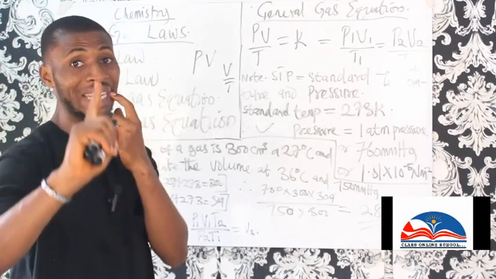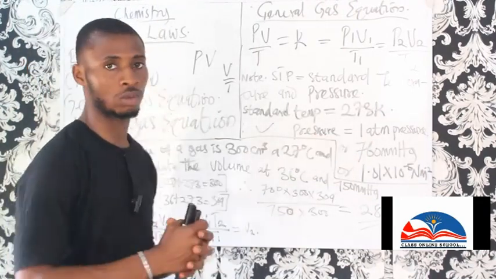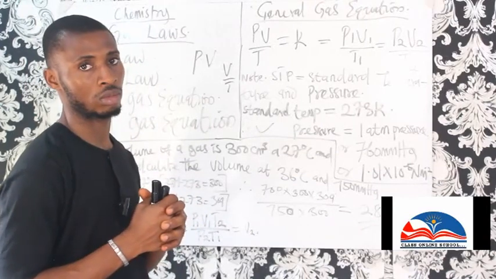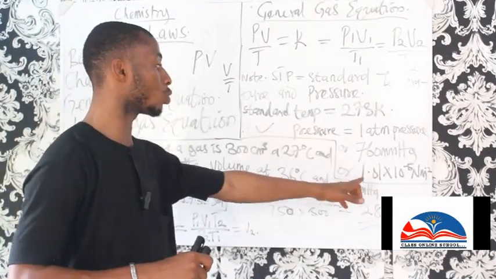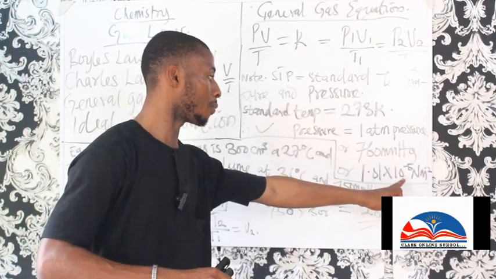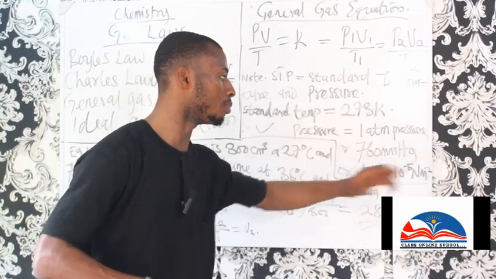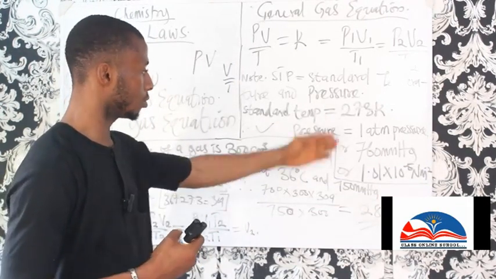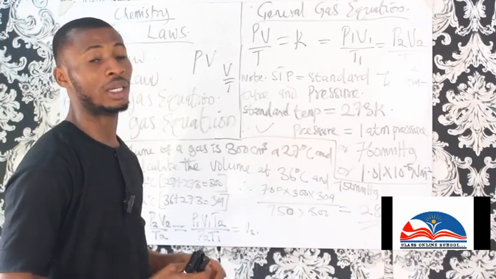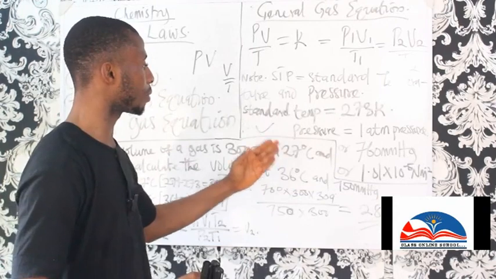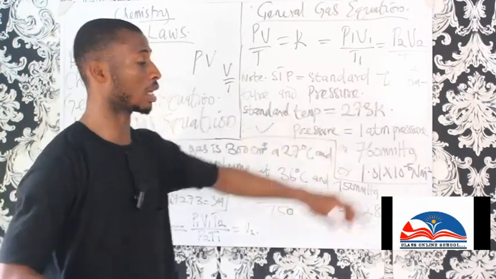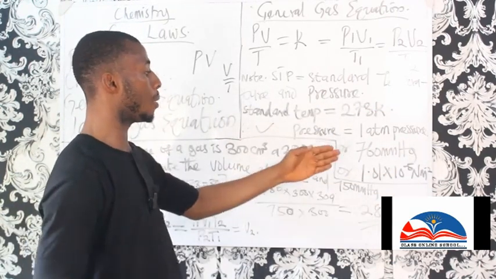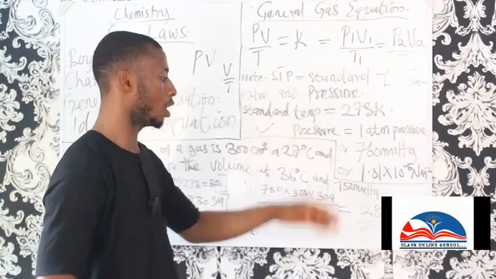The standard pressure is 1 atmospheric pressure, which is 1 atm. 1 atm pressure is the same thing as 760 mm mercury. It is also the same thing as 1.01 times 10 raised to power 5 Newton per meter square. So these parameters represent the standard temperature and pressure. Standard temperature is 273 Kelvin, standard pressure is 1 atm or 760 mm mercury, or 1.01 times 10 raised to power 5 Newton per meter square.